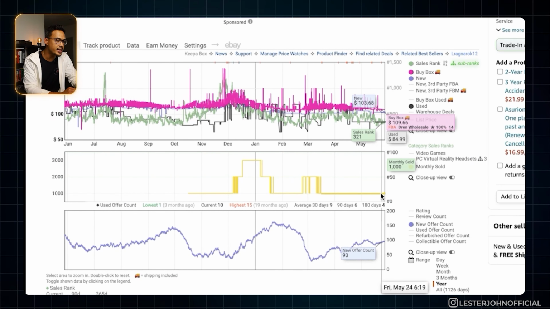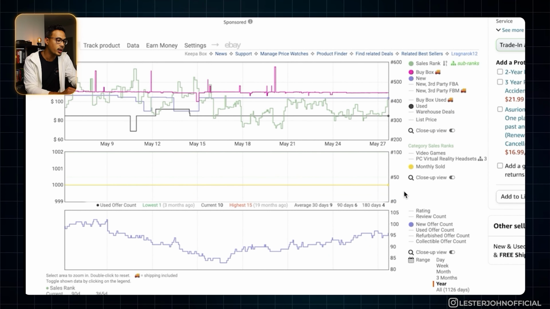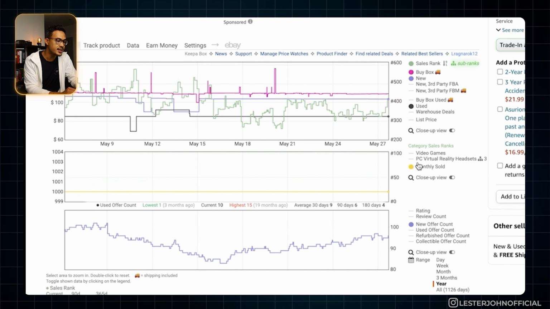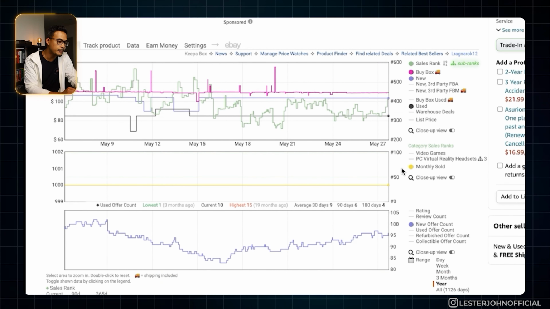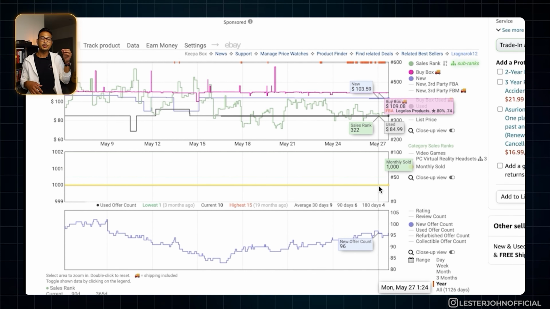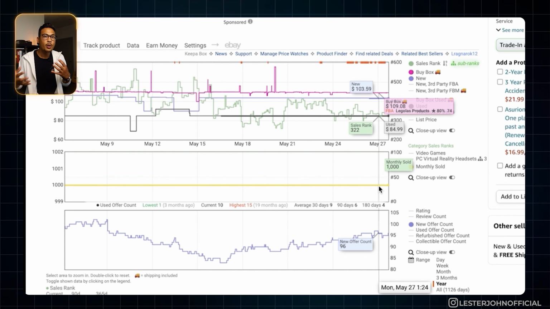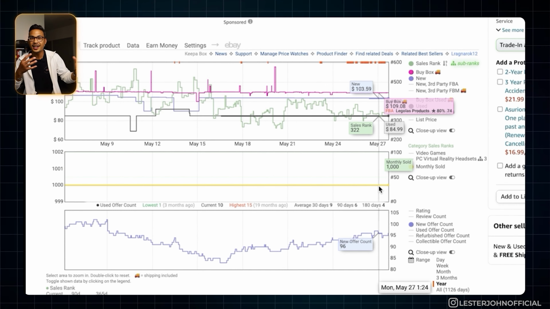And what's nice is Keepa did update their information as well. So you can see in the middle part here, this is the monthly sold, the gold number here. Keepa is saying that it's selling 1,000 per month. Seller Amp is saying that it's 2,000 per month. So now we're kind of at a conflict of which data do we use.